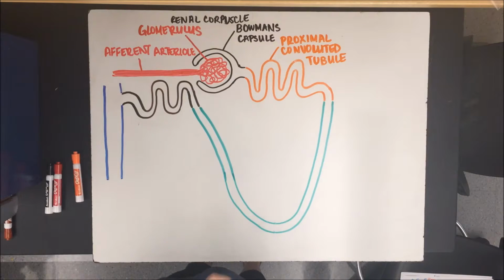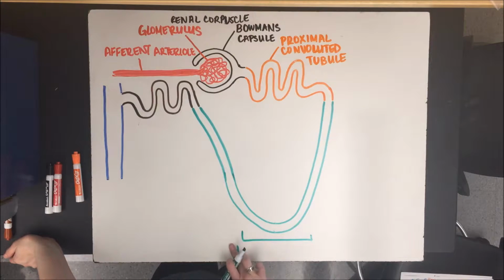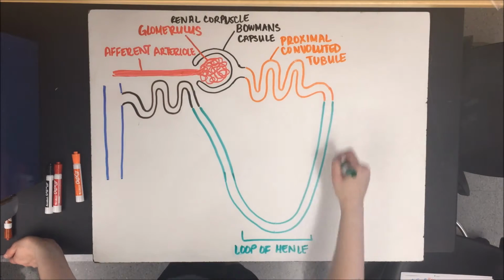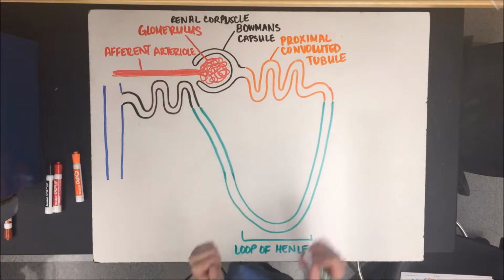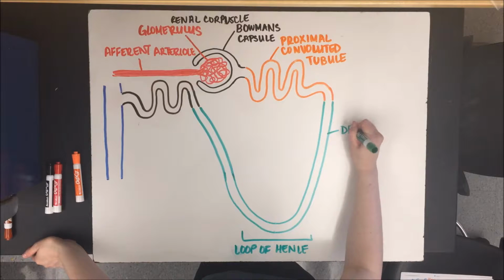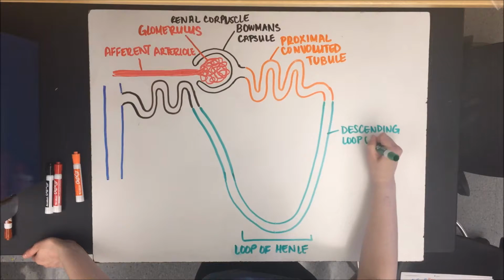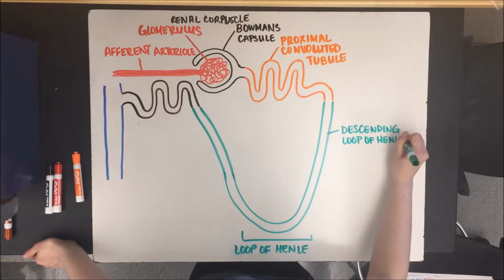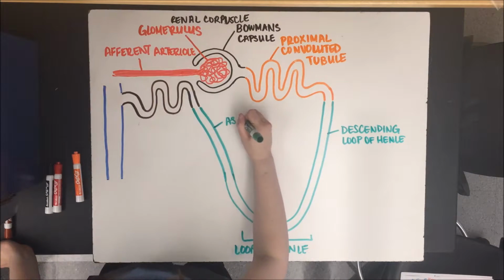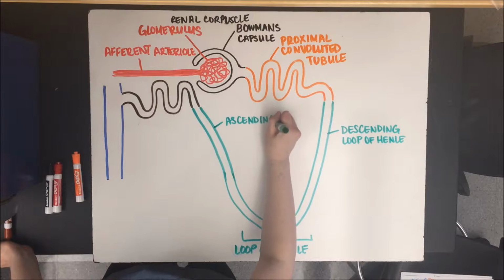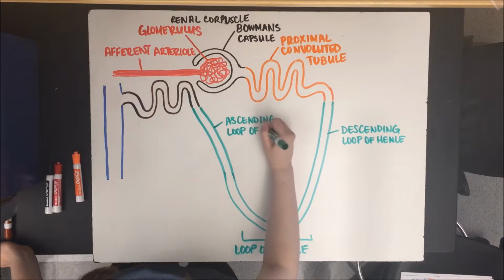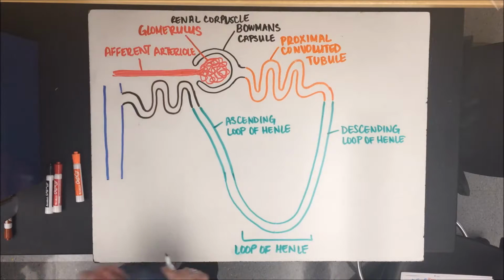And then after the proximal convoluted tubule, we have the loop of Henle, which is this entire structure in green here. Again, it's all one tube, but it's a different part. You could break the loop of Henle up into two different parts: we have the descending limb, and we have the ascending. So that's the loop of Henle in green.